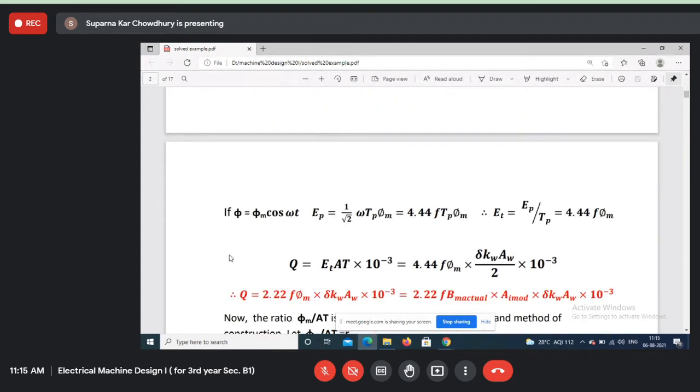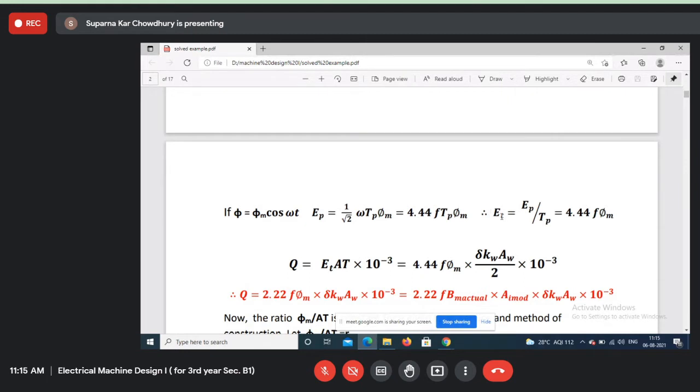Now considering the flux distribution to be sinusoidal, phi is equal to phi m cos omega t. So Ep is 1 by root 2 omega Tp phi m, which is 4.44 f Tp phi m.